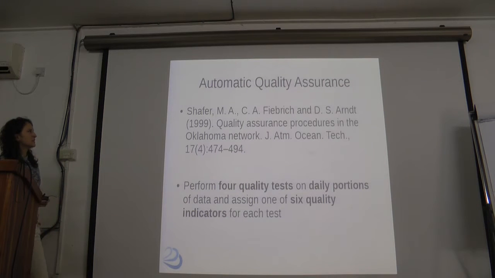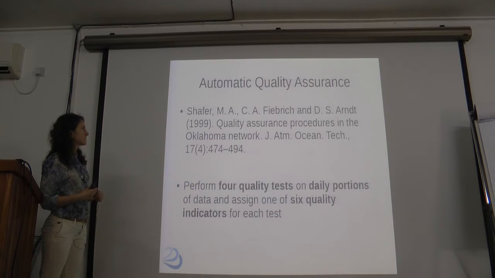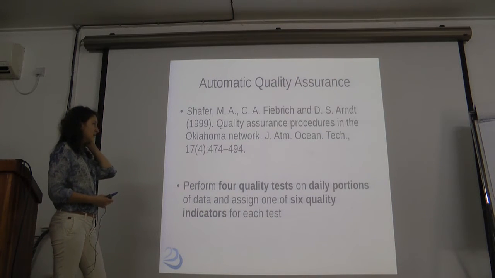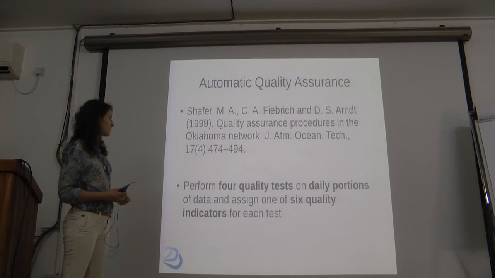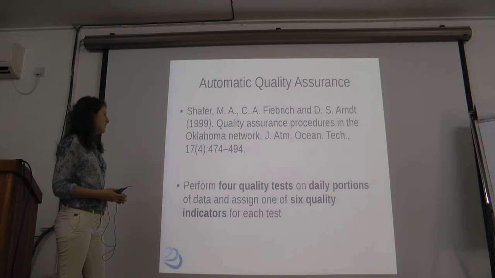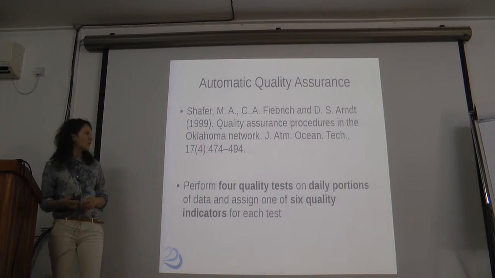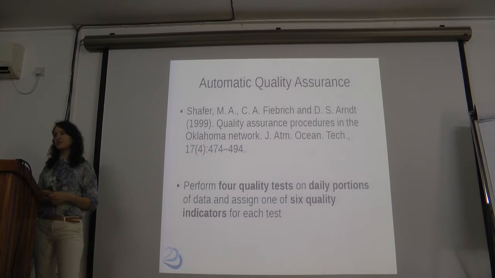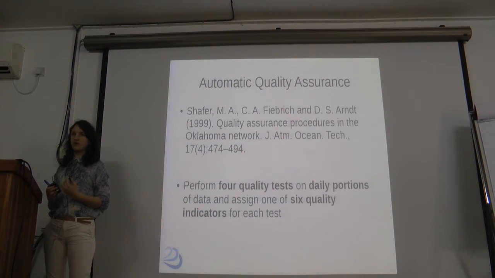We are using the quality assurance system that was presented in Mark Schaffer's paper from '99. The paper is called Quality Assurance Procedure in the Oklahoma Network. This quality assurance is based on performing 4 quality tests on daily portions of data and assigning them one of 6 quality measures.